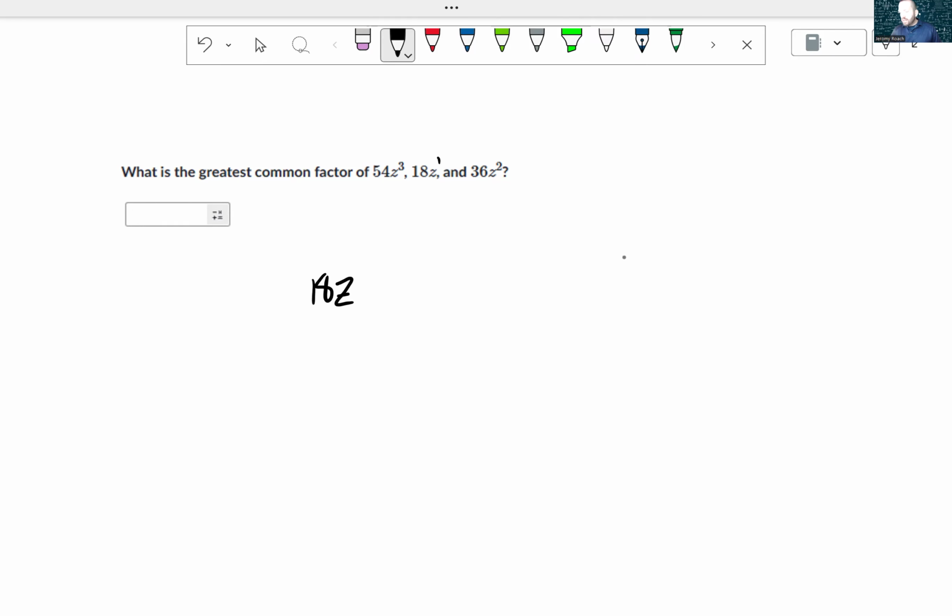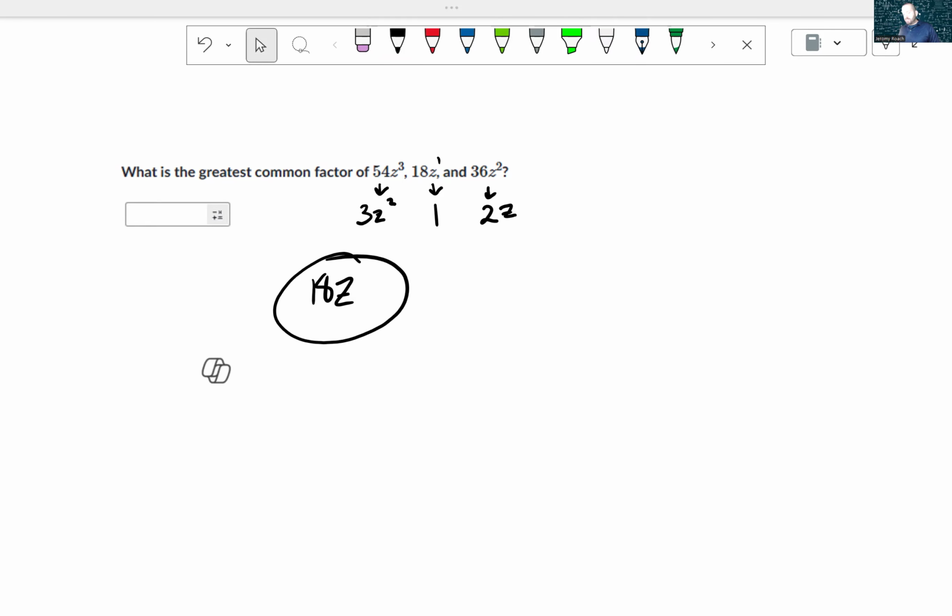So if we divide by 18z for all of these, this is how we would check our work. This is 3z squared left over. Divide that by 18, we just get 1. This one divided by 18z would be 2z. I'm just putting dashes on the z's to make it a little bit easier to see that it's a z there. It looks like these are all prime numbers, and we can't factor that any further. So this is our greatest common factor, 18z.